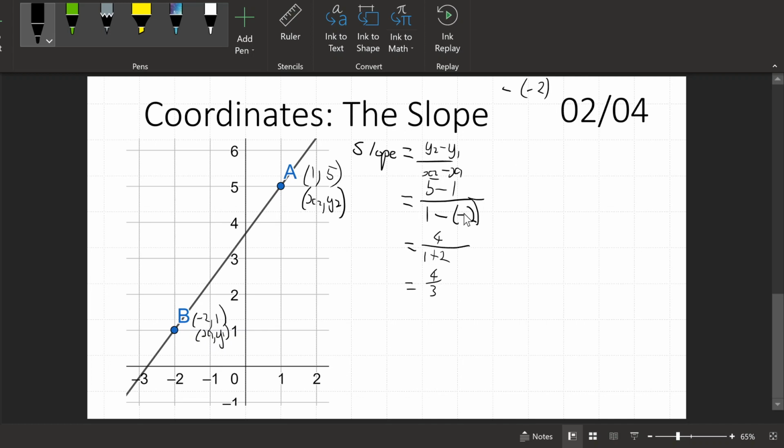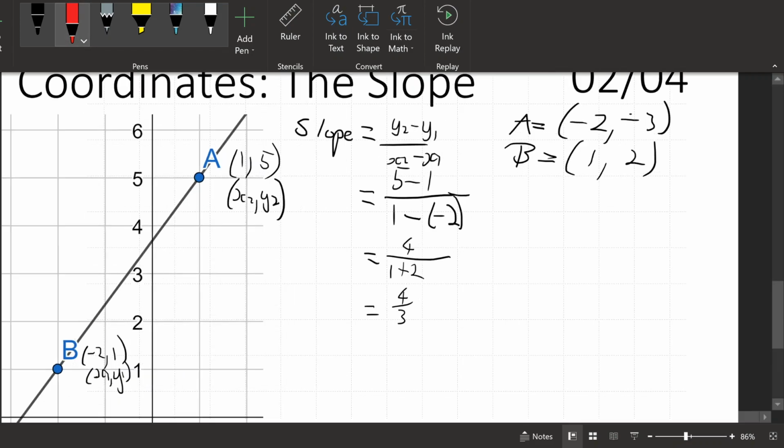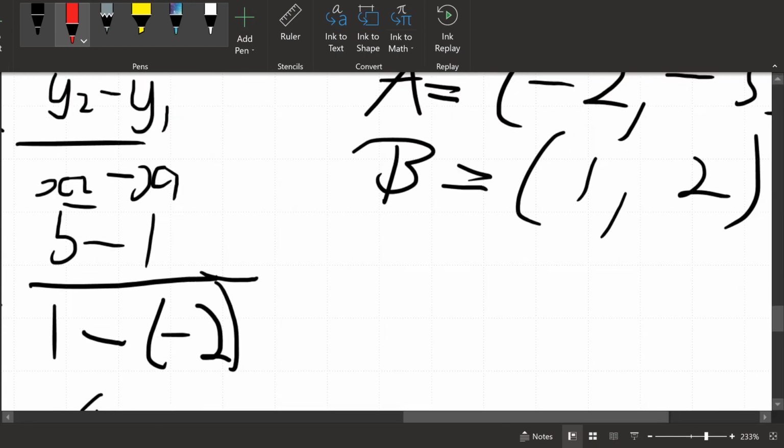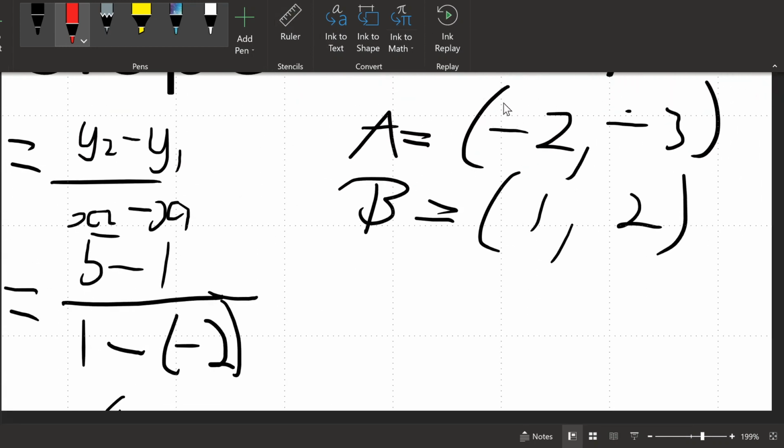Okay, let's try one where we just have the coordinates. Let's say A here is minus 2, minus 3, and B here is 1 and 2. Again, we're just going to jot these down for ourselves, and I'm going to zoom in a little so that we can see these closely, because we don't need our graph right now. A is x1, y1, B is x2, y2. I'd always recommend jotting these down and labelling which ones are x1 and y1; you're far less likely to make a mistake that way, okay?